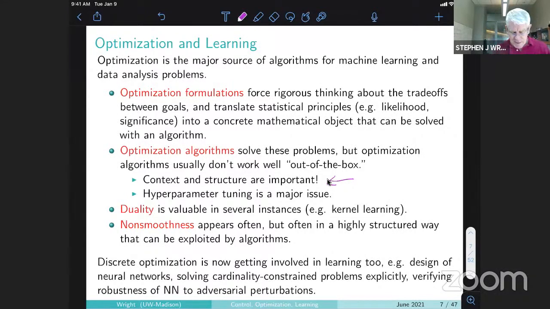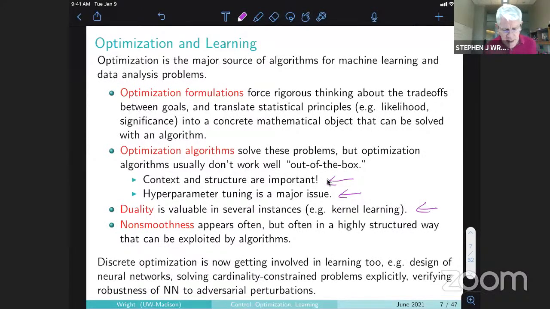And another issue that comes up a lot in learning is so-called hyperparameter tuning. And what they typically mean by that is just choosing the step length in the algorithm. That can be a major issue. And there can be other parameters in there as well. And there are dozens of people at Google whose job is basically tuning hyperparameters. So it's a really big deal. Another thing that I mentioned here is duality.